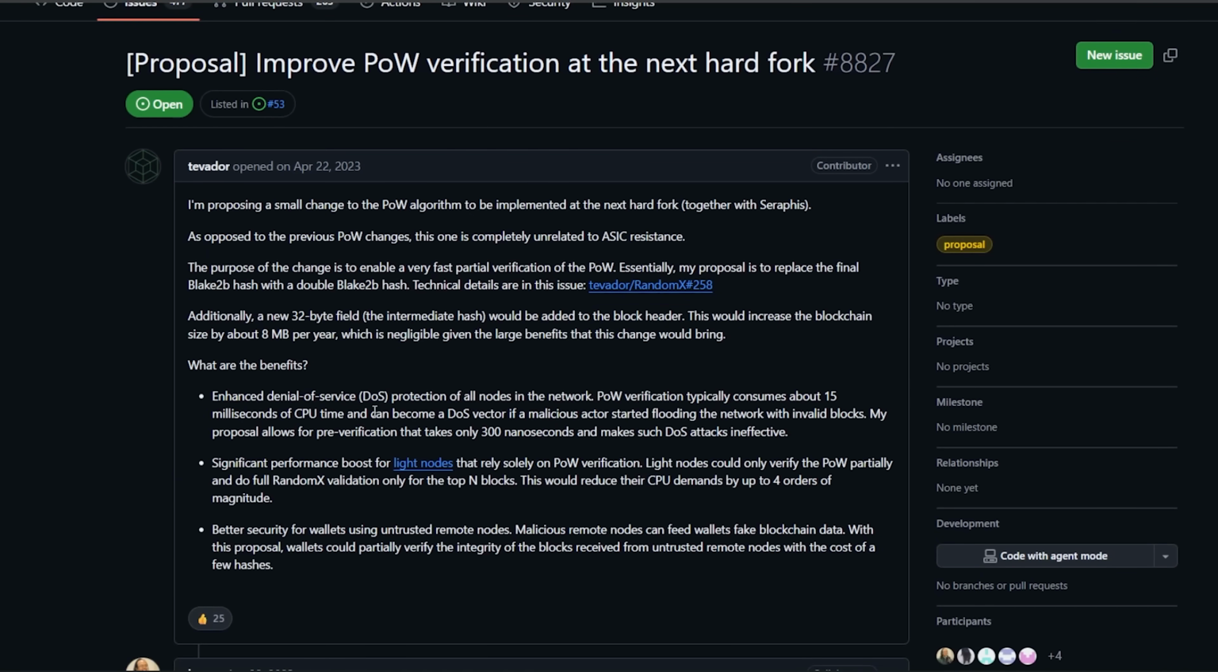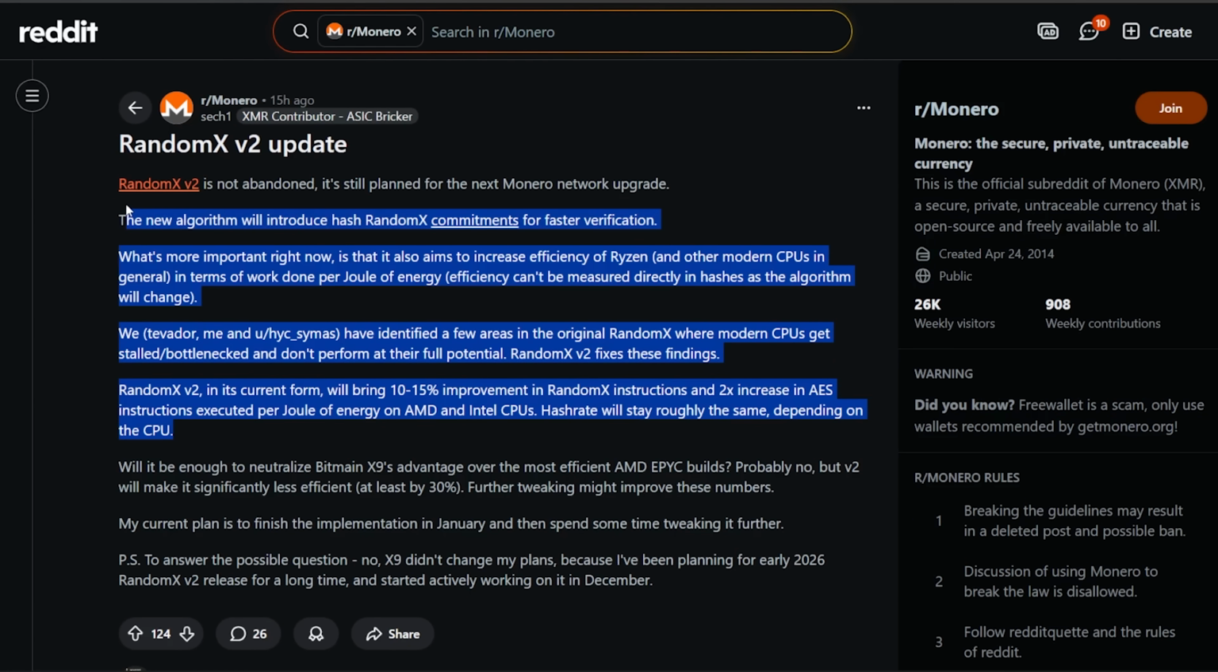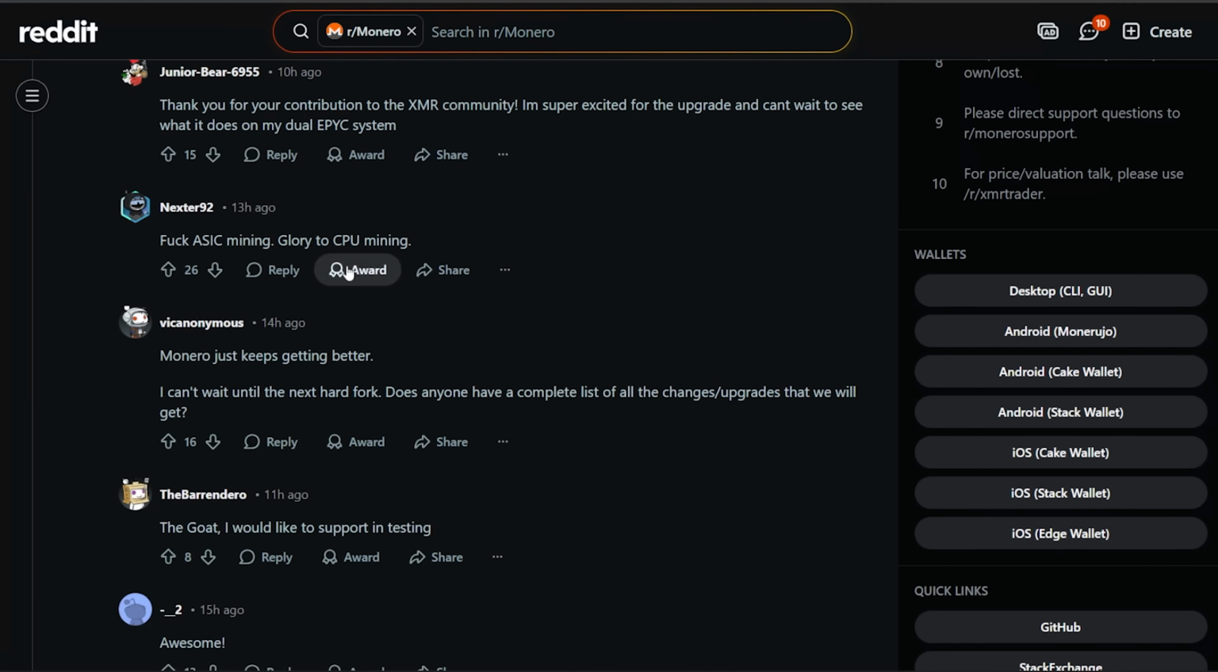So this is nothing new, but I think because of this new uprise of the Antminer X9 announcement, this has brought forth a bit of urgency, I think, especially within the community. Also reading the comments, people seem to want to get rid of this ASIC.